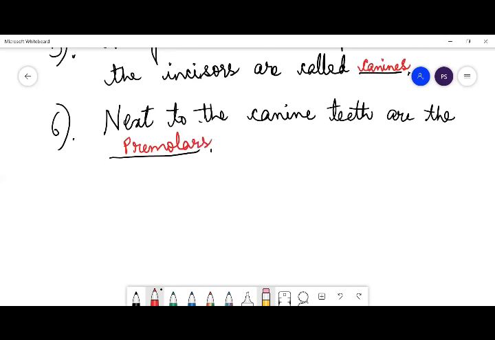Okay. Now we'll end here. Students, today we learned all the 4 types of permanent teeth in detail. Rest of the topics will be covered in the next lecture.